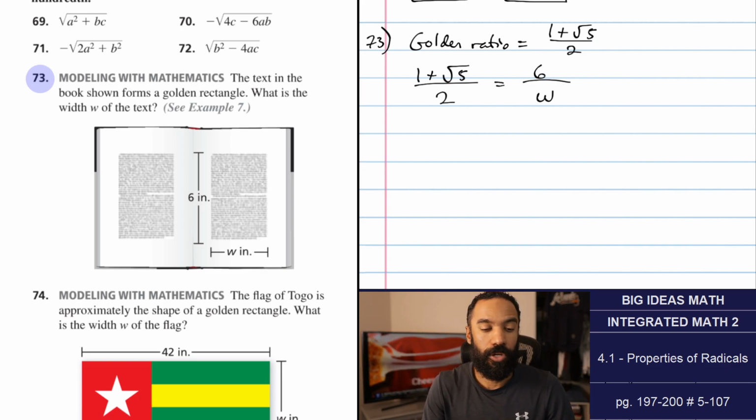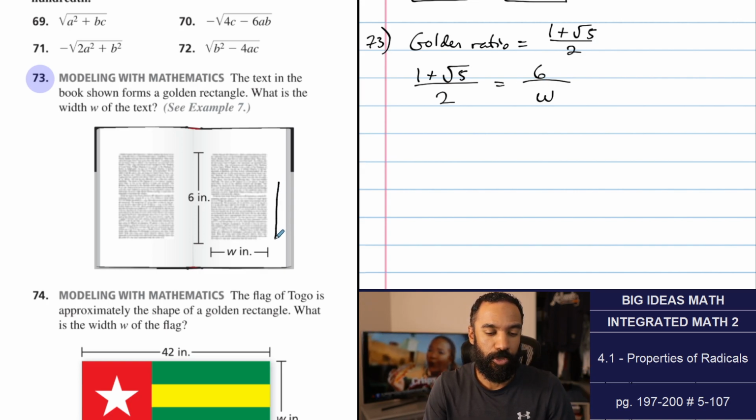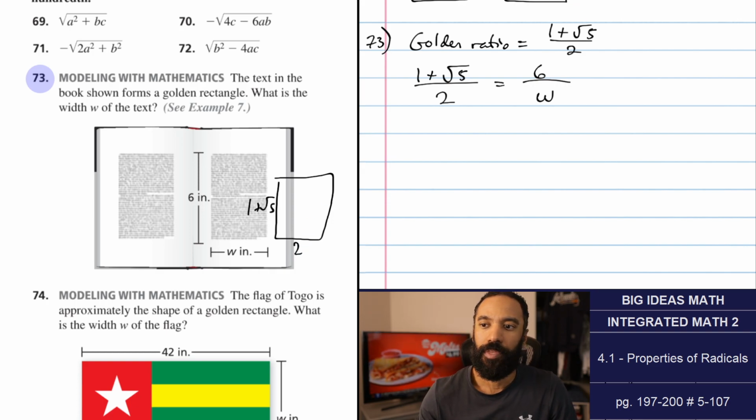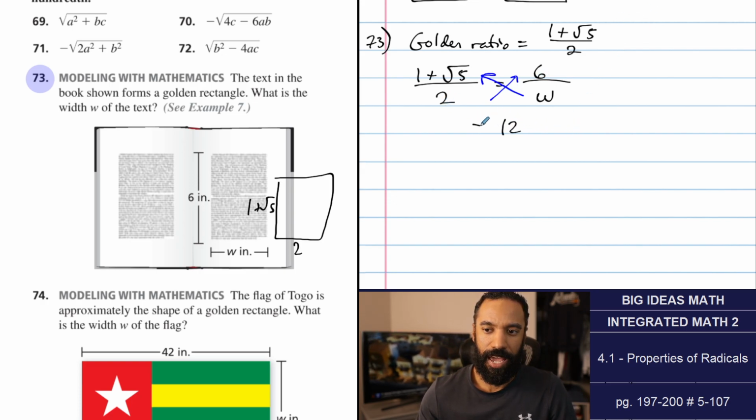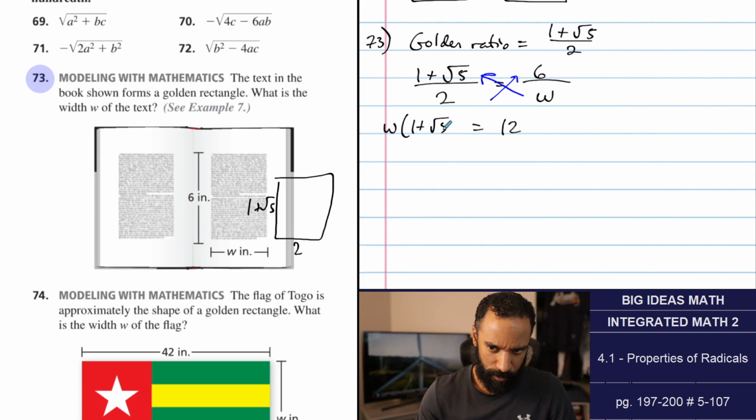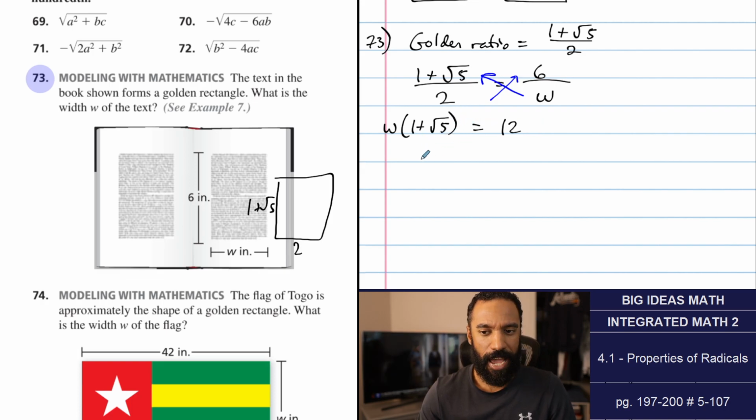The golden ratio just has the same ratio of 1 plus root 5 here to 2 there, right? 1 plus root 5 to 2. So they're similar with each other. We just got to figure out W from that. So we're going to cross multiply. Now, 2 times 6 is 12. And W multiplies by 1 plus root 5. I don't want to distribute. We're going to divide both sides by 1 plus root 5. So W is 12 over 1 plus root 5.